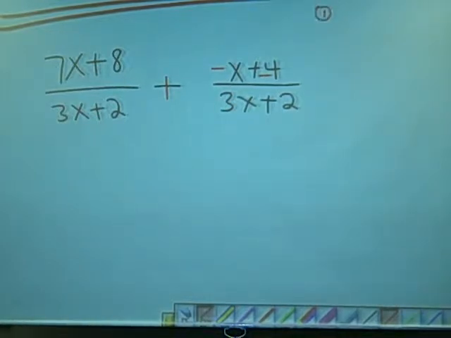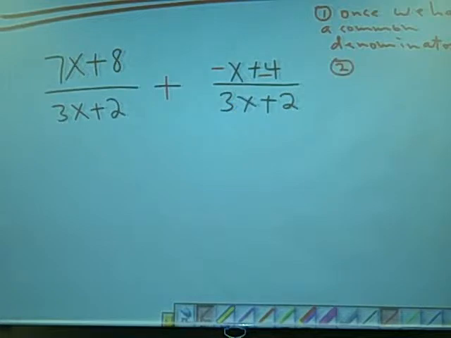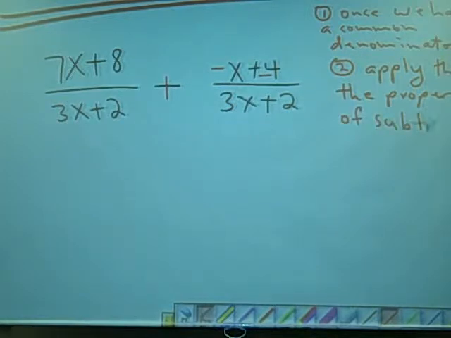So once we have a common denominator, apply what some textbooks call the property of subtraction. Okay, change the minus sign to a plus, change the sign of all the terms.